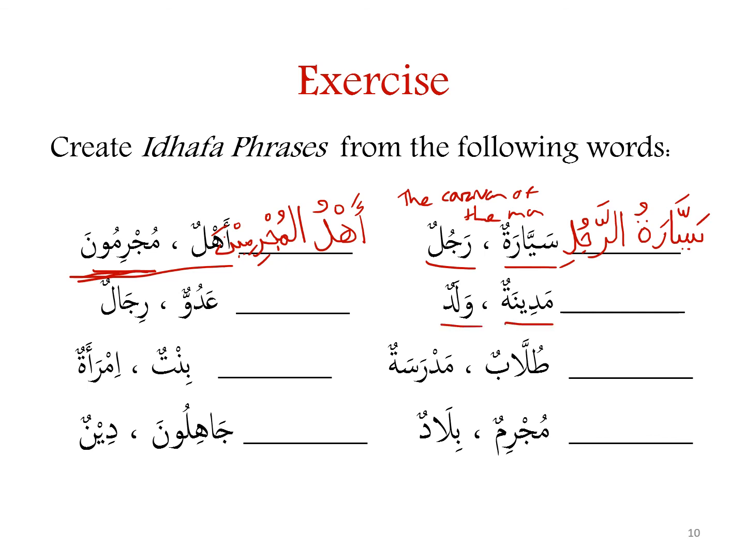Here, madinatun waladun, so you'd say madinatu. And notice how with the Idhafa phrase, you don't need to match genders with each other. The mudaf and mudaf ilayh don't need to match in their gender, because we're not really using an adjective. It's two separate entities, but they're possessing each other. Madinatul waladi, the city of the boy. The whole phrase is definite because the mudaf ilayh is definite.